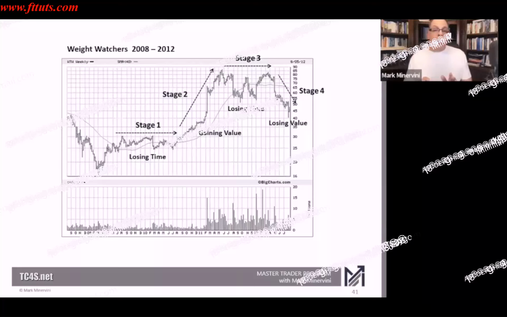We break it down into 4 stages. Stage 1 is the basing phase. Stage 2 is the advancing phase. Stage 3 is the topping phase, and stage 4 is the declining phase. This is, like Mark said, timeless. You're going to go through these 4 phases, some faster than others. Some you're going to have where they go from stage 1, stage 2, back into stage 1. They rebase and they go back into stage 2 again. But you're going to go through this.